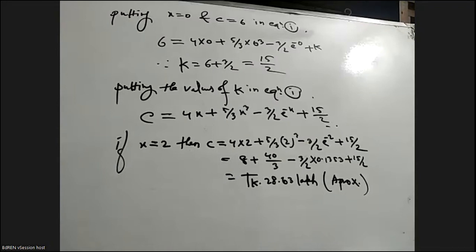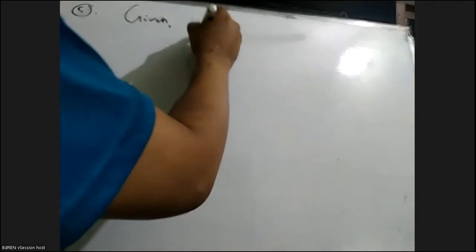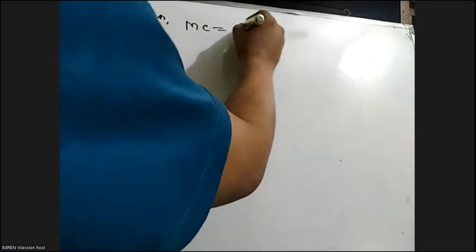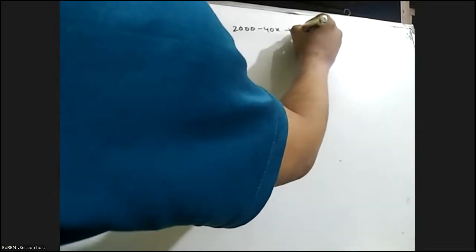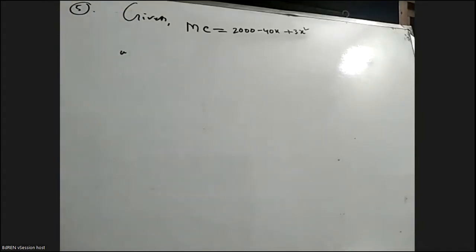Now the final problem, the fifth problem. Actually, a similar problem also. We are given marginal cost MC equals 2000 minus 40x plus 3x square, where x is the number of units produced, and the estimated cost is taka 18,000. Find the total cost function in terms of x and also find the minimum value of marginal cost. So you have to minimize the marginal cost here.